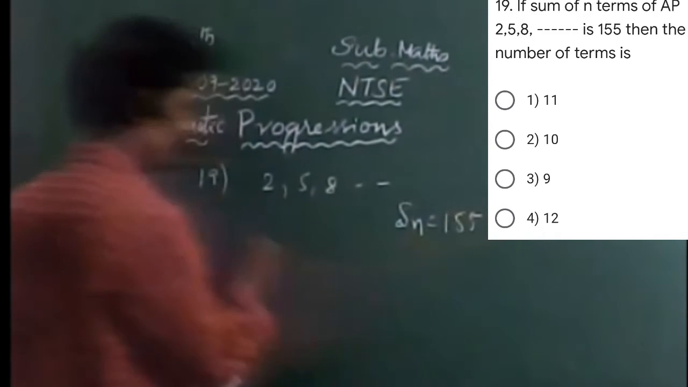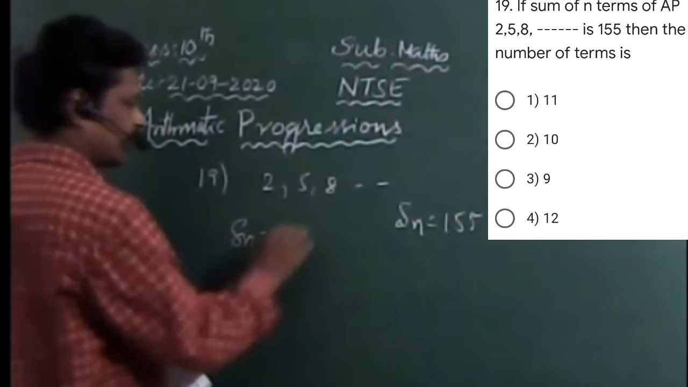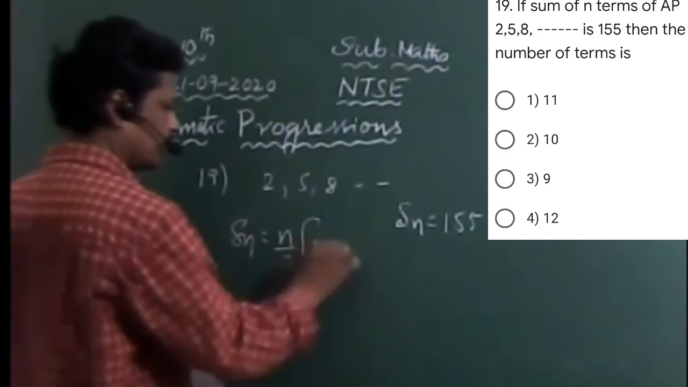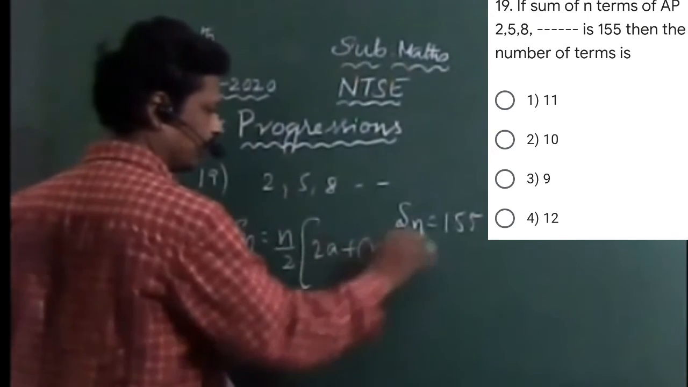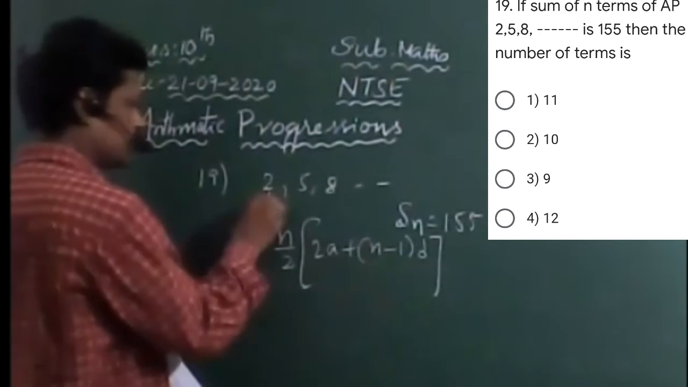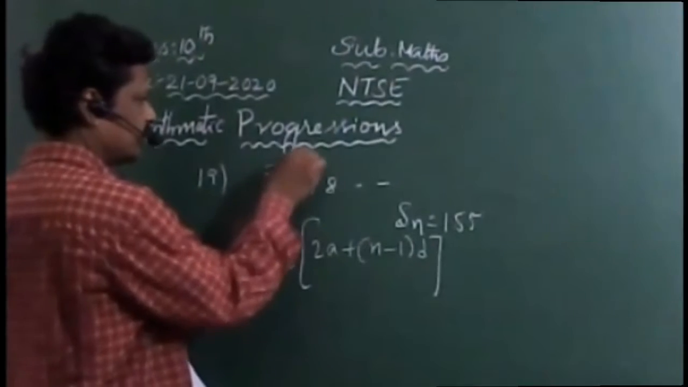We have a formula for Sn: n by 2 into 2a plus (n minus 1) into d. The a value is 2 and the common difference is 3.